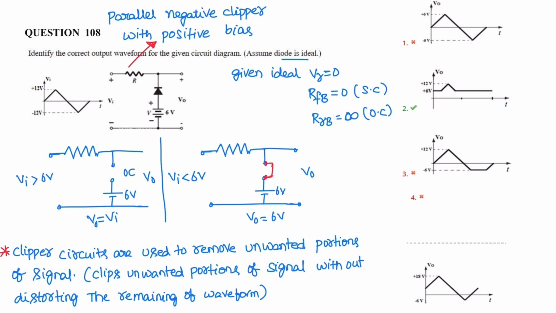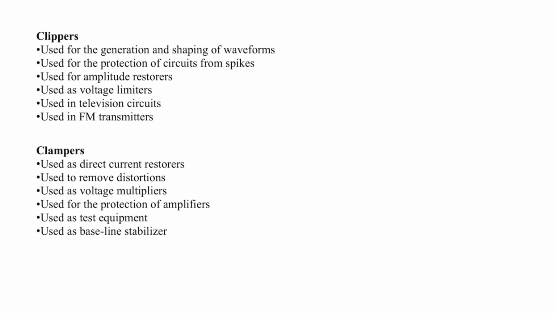So for Vi greater than 6 volts, output is same as input. For Vi less than 6 volts, output voltage is constant. So this is the output curve for the given input. And the applications of clippers are applications of clampers.